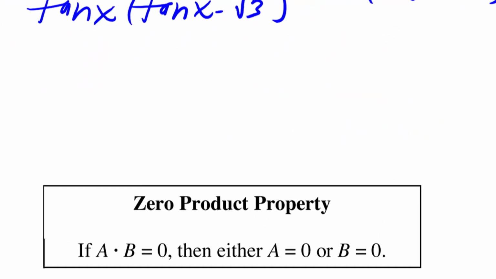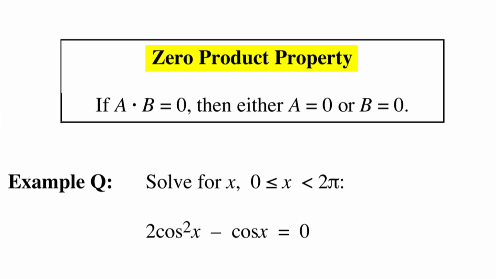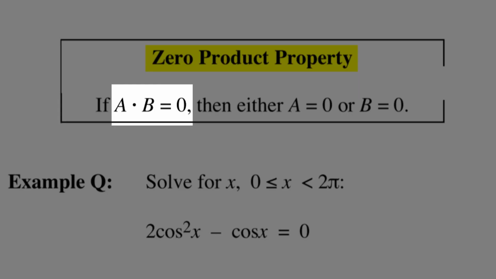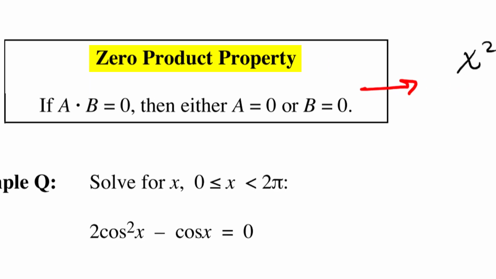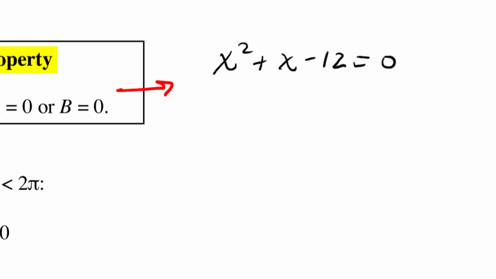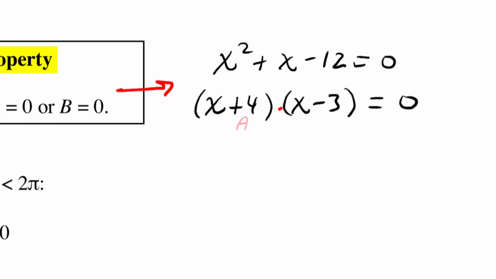Let's talk about the zero product property. That's if a times b equals 0, then it must be that either a is 0 or b is 0. Let's look at an example from algebra. Let's consider x squared plus x minus 12 equals 0. That happens to factor into (x plus 4) times (x minus 3). We'll call the first factor a, x plus 4, and x minus 3 is b.